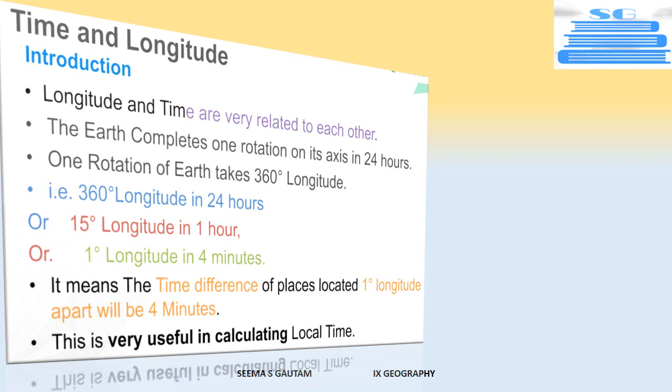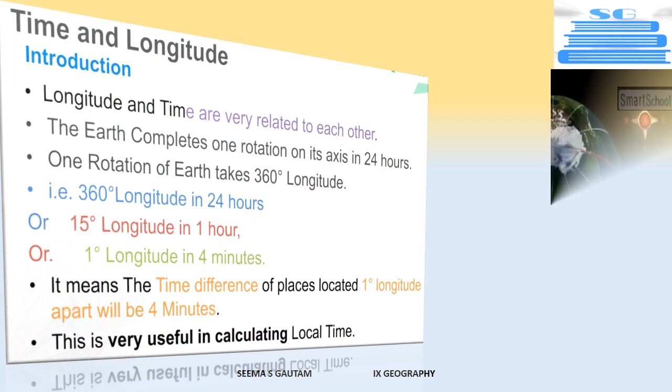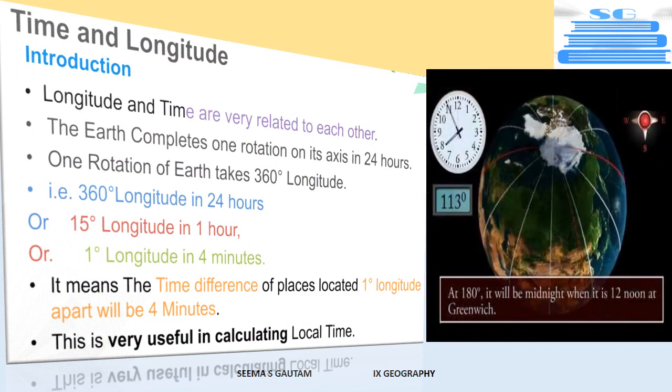A time difference of 4 minutes has to be added for each 1 degree of longitude towards the east. A time difference of 4 minutes has to be subtracted for each 1 degree of longitude towards the west. In other words, for every 15 degrees of longitude towards the east, the local time is advanced by 1 hour, and for every 15 degrees of longitude towards the west, the time is retarded by 1 hour.